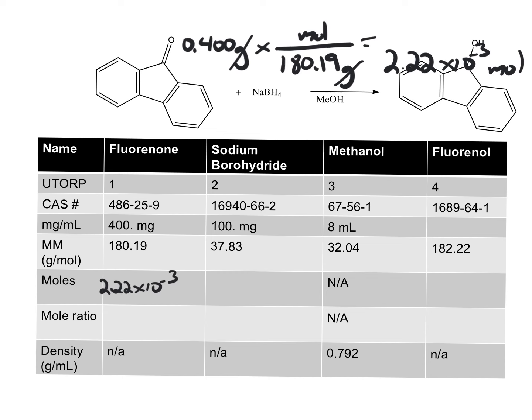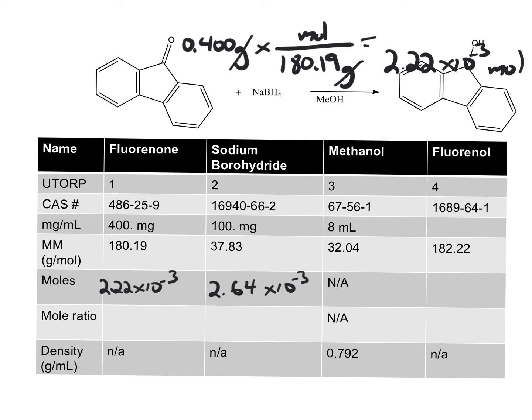All right, and then now we want to do the same thing for the sodium borohydride. And so I have the mass and the molar mass. So convert this to grams. So 0.1 grams divided by 37.83 grams per mole. That gives me 2.64 times 10 to the minus 3 moles. And again, let me point out, since all of the things in this row are going to be the units of moles, I don't need to put the individual units. They're all going to be in moles.